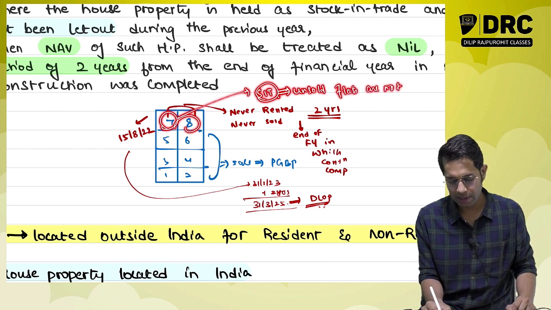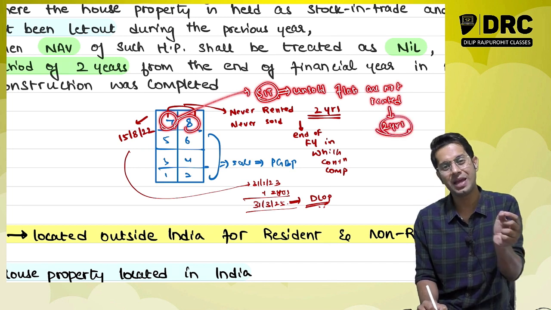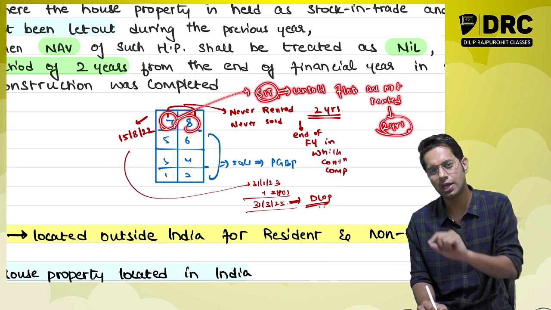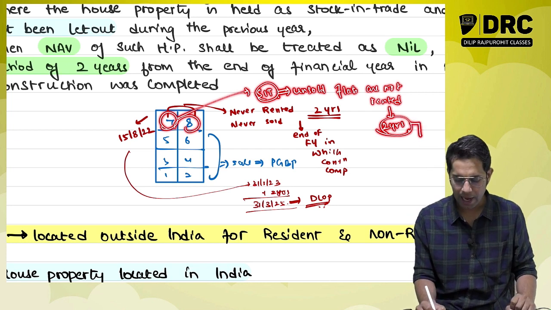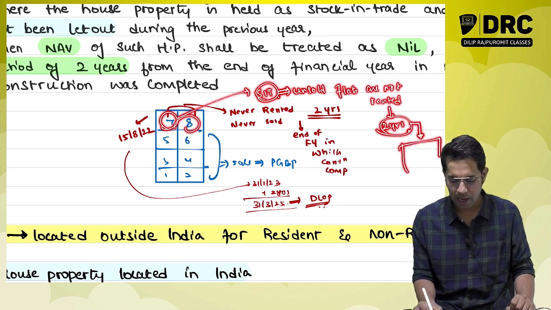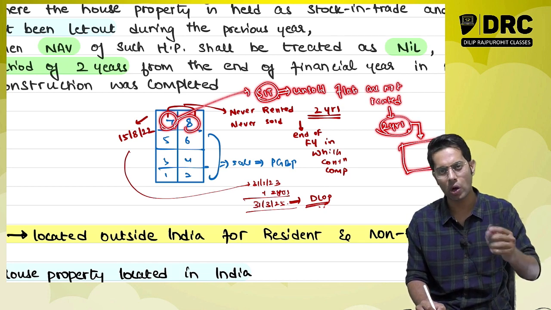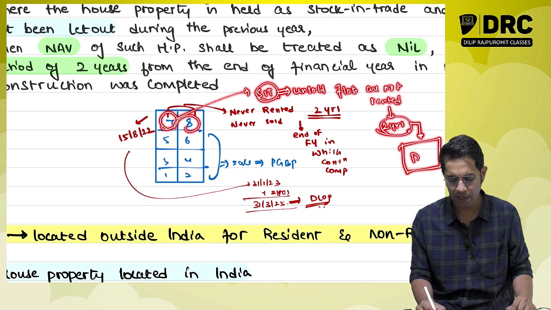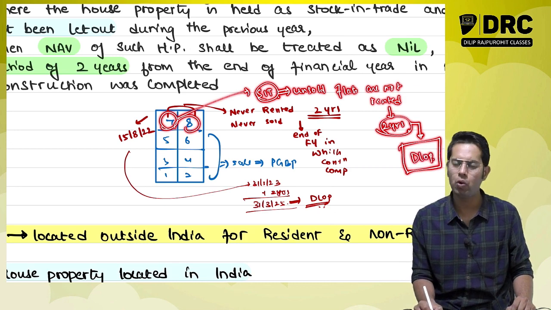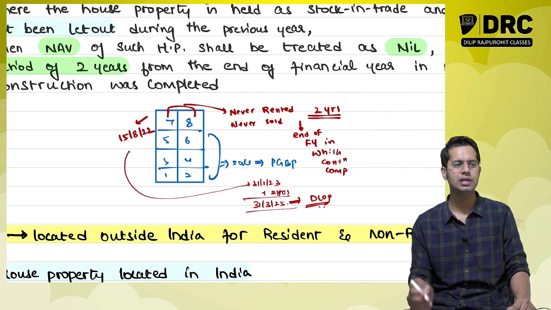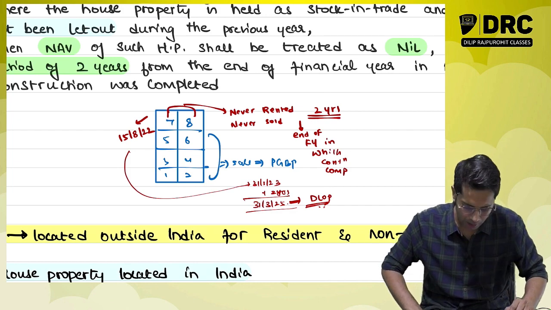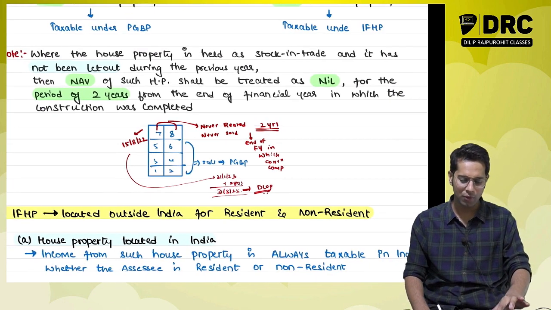if they are not rented, then I am going to wait for 2 years from the end of the year in which construction was completed. Even after 2 years, if they are not sold or you have not given the property on rent, then after 2 years I am going to treat it as deemed to be let out property. Accordingly, I am going to tax it.